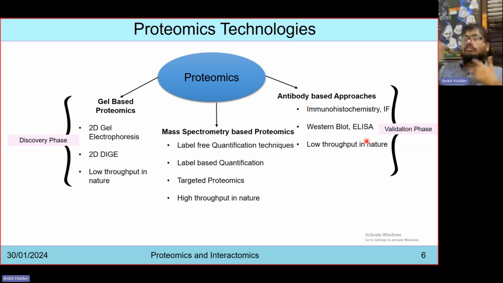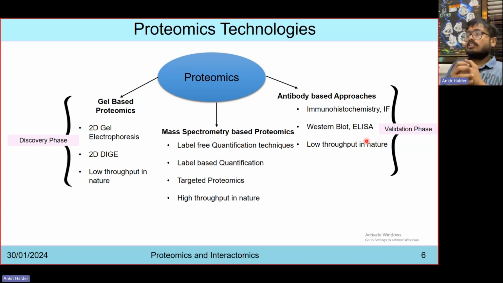Now when we talk about antibody-based approaches in general, whenever we say antibody, we already have an idea of which particular protein the antibody is raised against. Otherwise, whom to target, or how can we target a particular organism or particular protein?